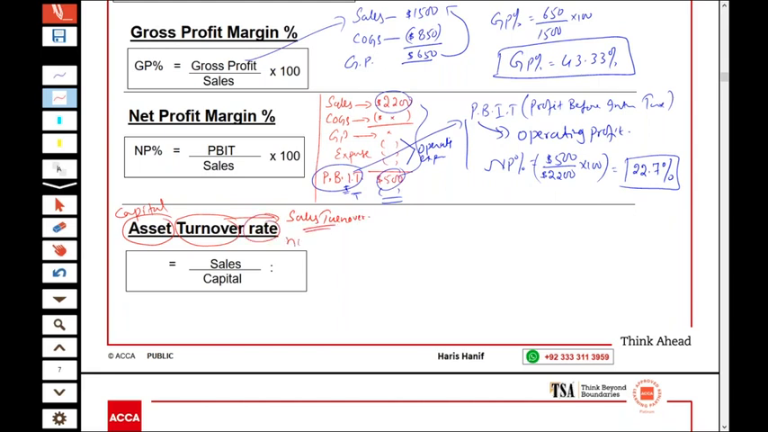So this is a rate. This is not a percent. It is a rate. It is calculated as sales over capital. Now, how can I interpret this sales upon capital employed? How will I interpret this?